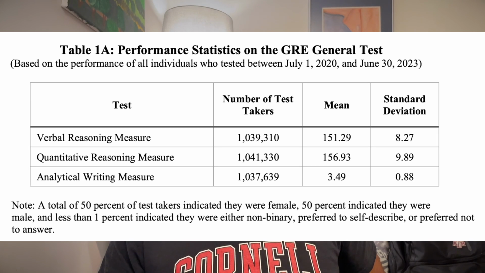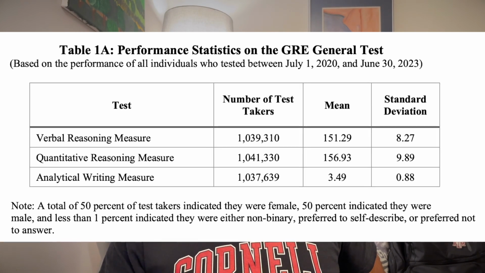Percentiles can actually be pretty useful for understanding where you are in relation to other grad school applicants. ETS, the company that runs the GRE, publishes these percentiles every year, so it's important to stay up to date with the latest numbers. Let's take a look at these 2024 ETS numbers.